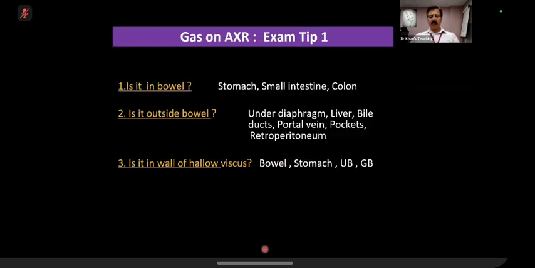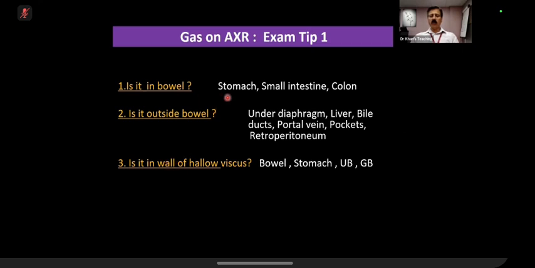Okay, key exam tip. Most important exam tip about plain abdomen is, when you see a gas focus on the plain abdomen, ask yourself, is it in the bowel? Is it outside the bowel? And very, very important for the exam, is it in the wall? Is it in the, what we call, mural? And again, cases will come in this category.